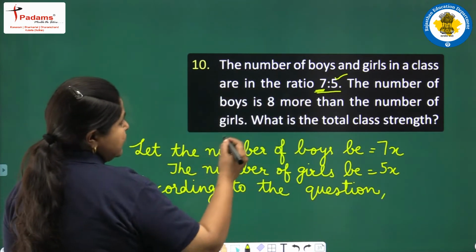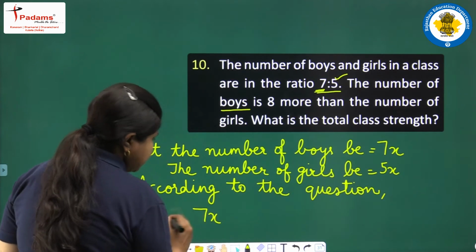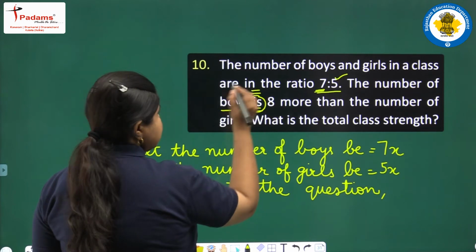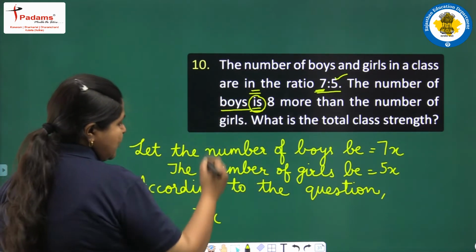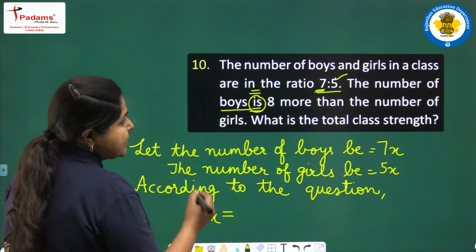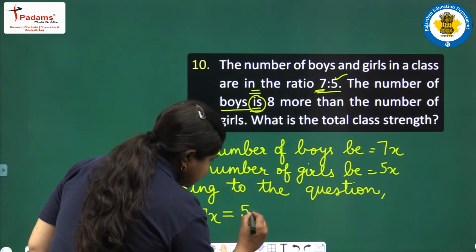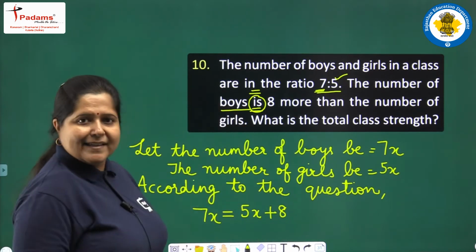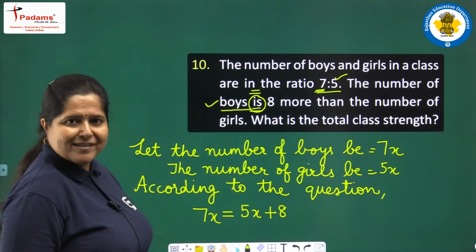Now, according to the question, we have been given the number of boys. Let us write the number of boys, 7x, then the sign equal to. It is helpful to make an equation. So, to the left of equal to we have the number of boys, then we have equal to 8 more than the number of girls. The number of girls is 5x and 8 more, so plus 8. This is the equation formed on the basis of this statement.